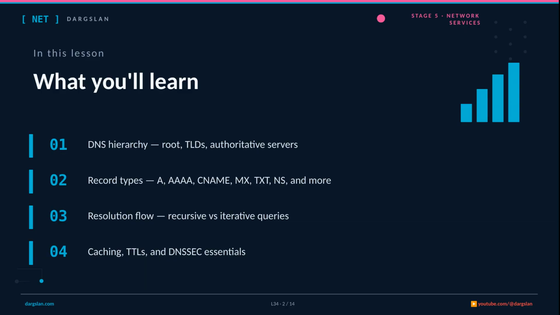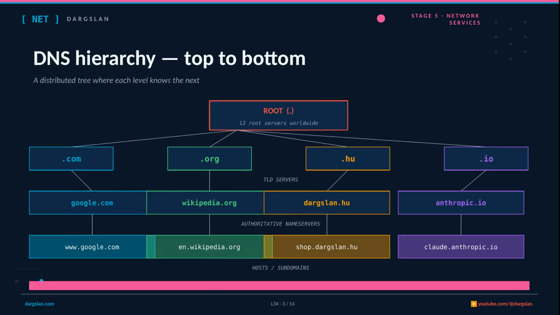We'll start at the top with the DNS hierarchy, the root servers, the top-level domains, and the authoritative name servers that actually hold the answers. From there, we'll unpack the record types you'll encounter daily, like A, AAAA, CNAME, and MX. Then we'll walk through the resolution flow itself, comparing recursive and iterative queries before finishing with the practical glue that makes DNS fast and trustworthy: caching, TTLs, and DNSSEC. So let's start at the top of that hierarchy.